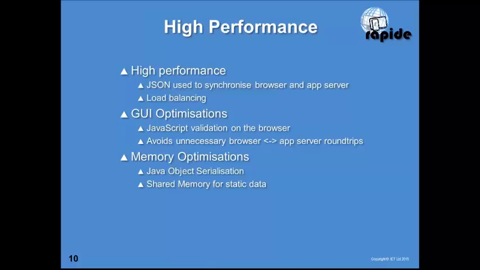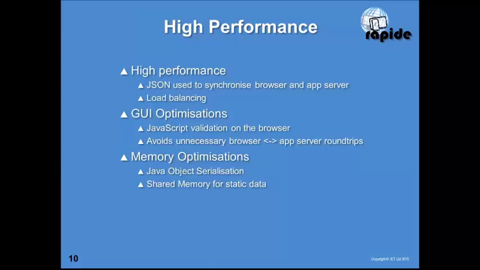In terms of the GUI itself, we perform some of the validation using JavaScript on the browser. So for example, if you have an uppercase field, if you've used web generation, you may be familiar with the fact that the user can enter it in lowercase, and it only gets converted to uppercase once the field has round-tripped back to the app server. Well, with a Rapide application, we use some JavaScript on the client, so as the user types in the data, it's automatically in uppercase. They never even see it in lowercase.